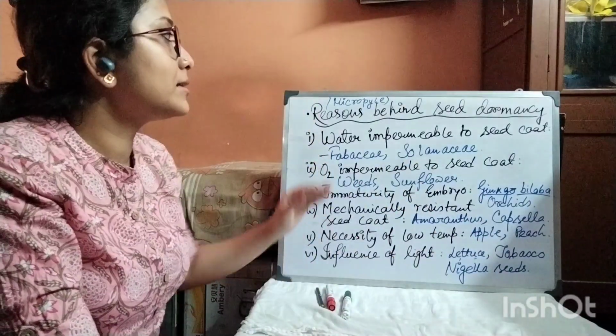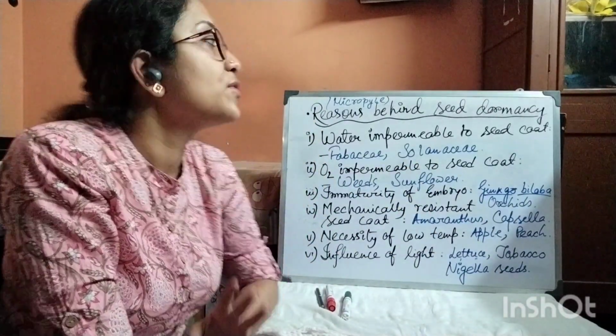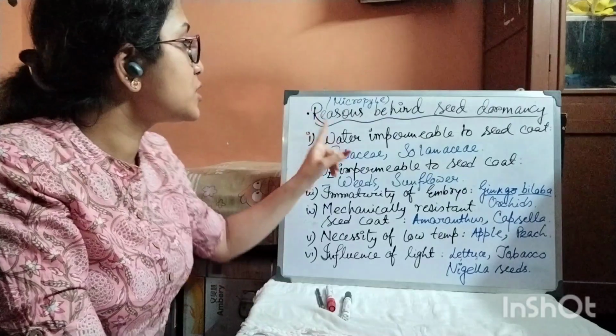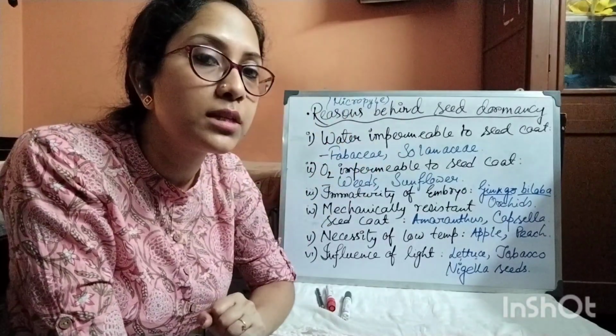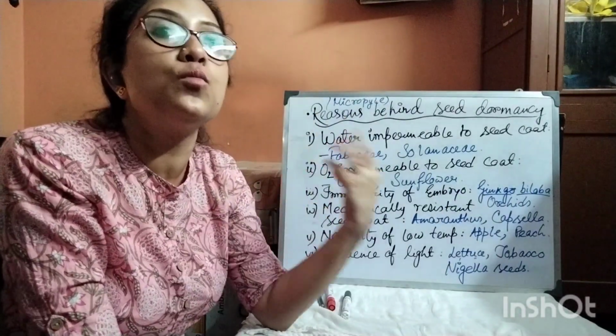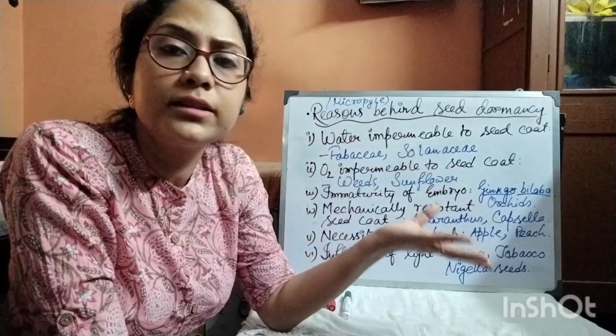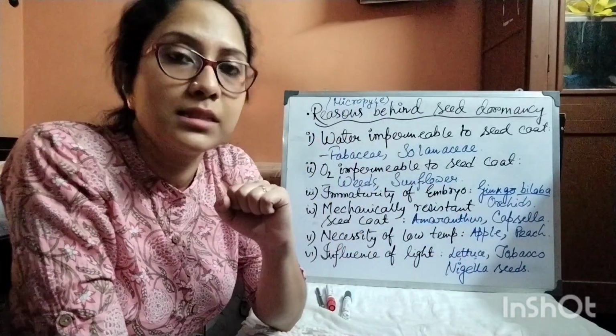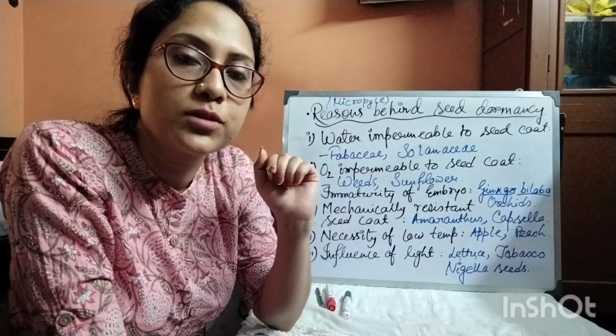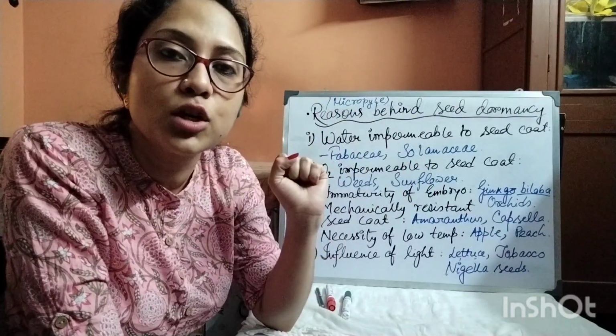Okay, so these are the various reasons for seed dormancy. The first one is water impermeability of the seed coat. The seed coat is so thick that water is not able to get inside the seed and start the metabolic processes. That is why the seeds remain in a dormant state.